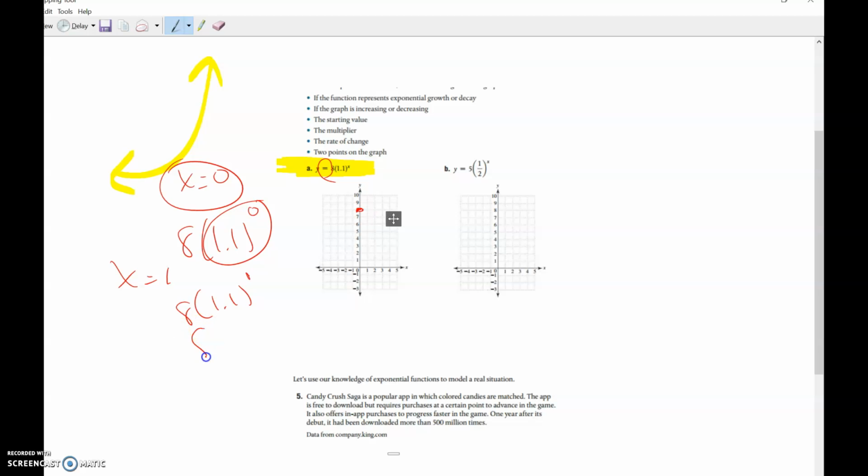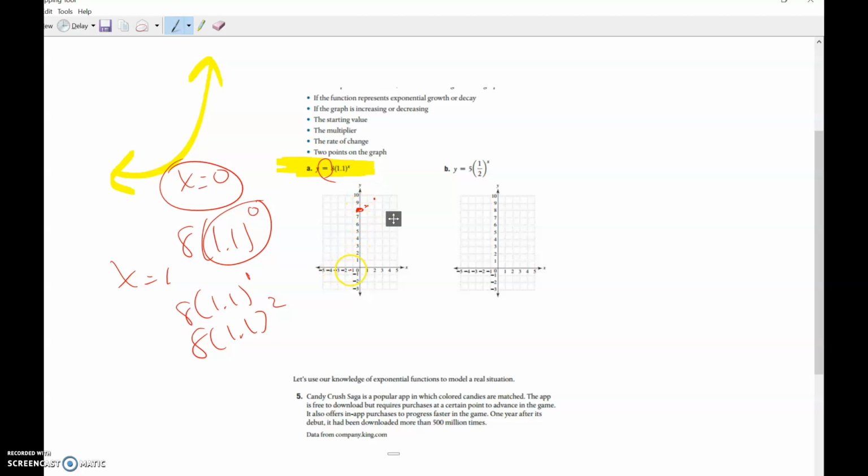And then I could sub in 2, so squared. On my calculator, let's see what I get here: 8 times 1.1 raised to the second power. Okay, I get about 9.68. So at 1, I'm at about 8.8, and at 2, I'm at about 9.68. And this is going to be curvy, even though I need to go out more.